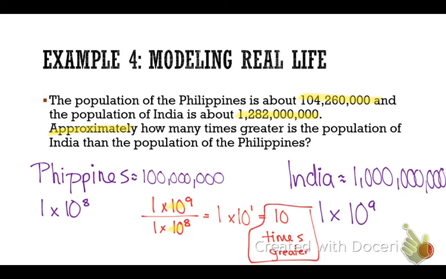About. Now, is it exact? No, because we rounded our numbers. It's approximately. So we really shouldn't have an equal sign. We should have our approximation sign. It's a squiggly equal sign. Okay? It's about 10 times greater. All right, and that's everything you need to know for 8.5.